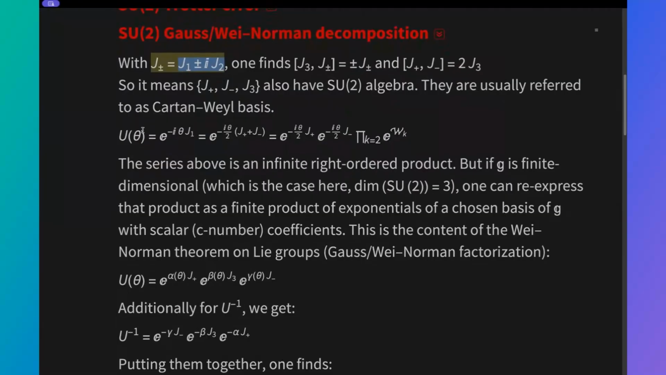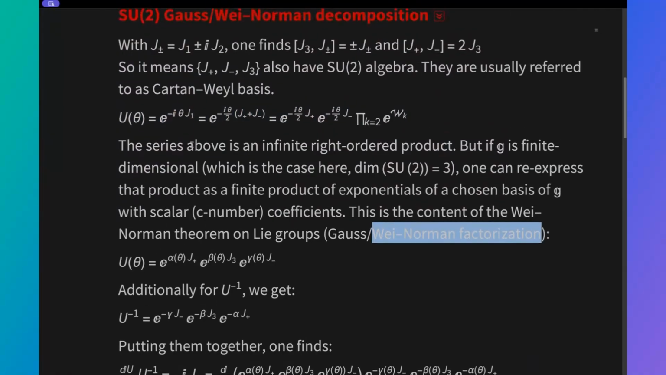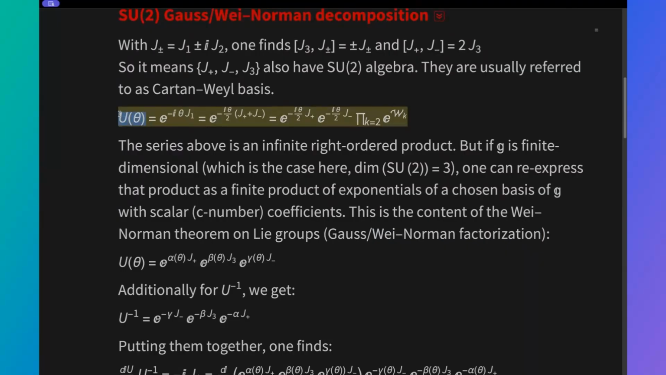So why is this interesting? I wonder if you are familiar with the famous Wei-Norman factorization. This is a very common technique: let's say that you have a propagator which has some functionalities, and you want to write it as the multiplication of three or more different operators. This is the famous factorization. It is almost the same as the Euler matrices that we have for rotation. That's literally the same story.